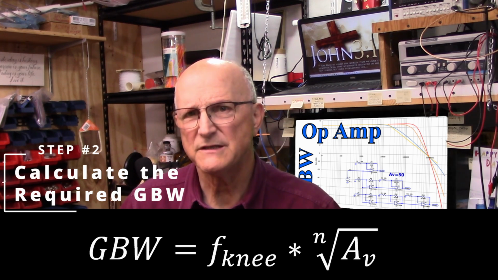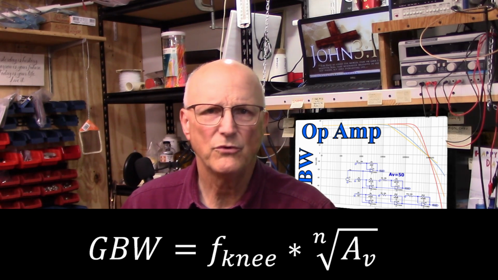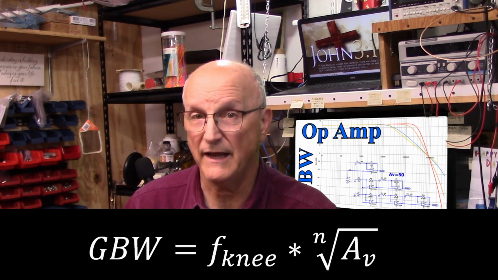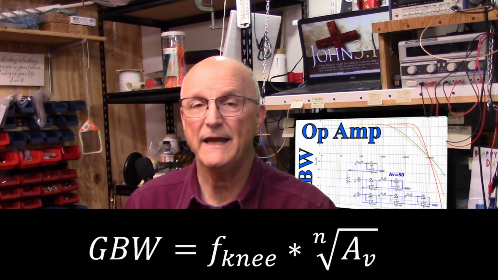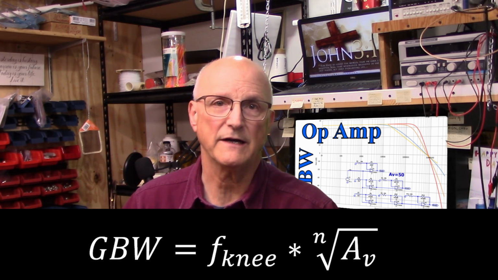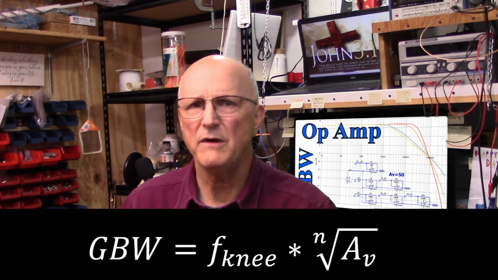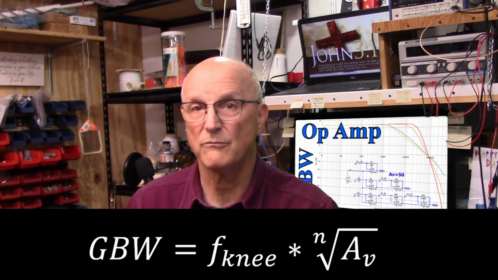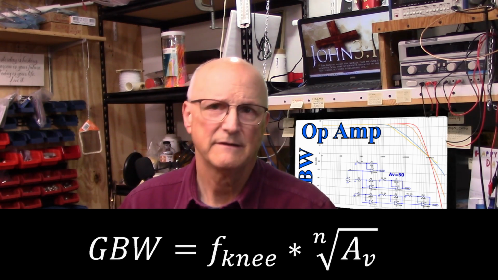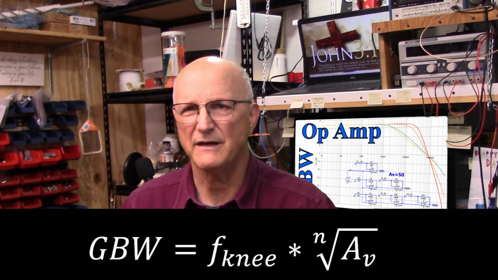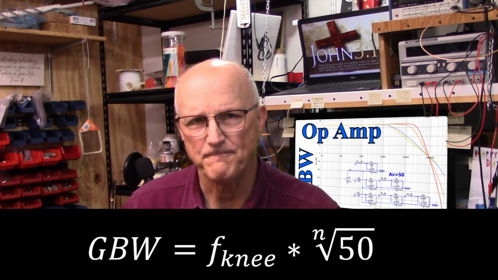You can use this formula to get an idea of the gain bandwidth product that you will need. The GBW is the frequency of the knee of the response times the nth root of the desired overall gain of the amplifier, where n is the number of amplifier stages that you will be evenly distributing your overall gain across. In order to achieve our desired gain and frequency response, we might have to distribute the gain across 2 or more amplification stages. In fact, if we're looking to have a lot of gain, it's pretty wise to distribute it anyway.